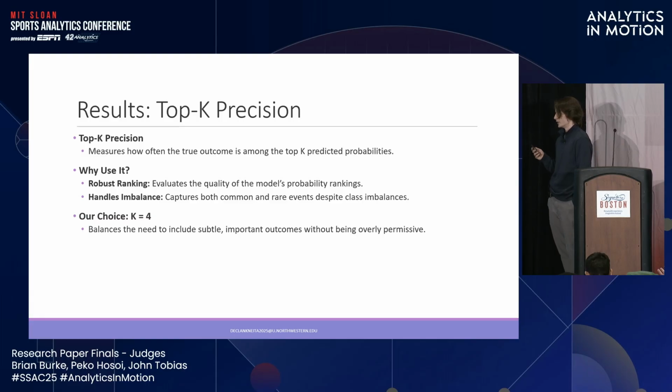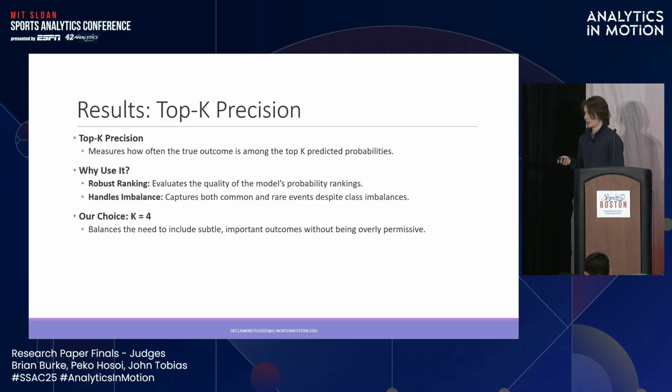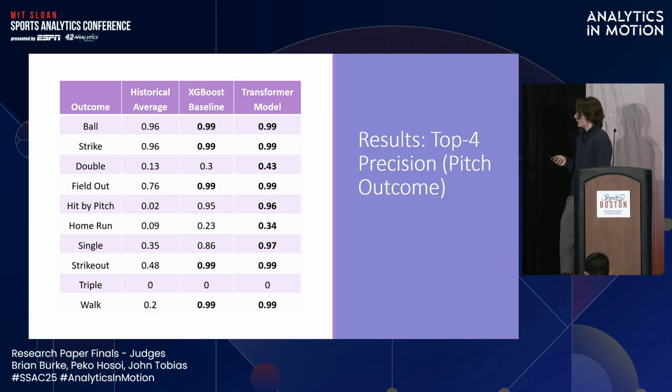In our particular case, we're setting K equal to 4, with the main rationale behind this being ball and strike are pretty much going to be in the top 4 predictions every time just because of how common they are. So it ends up being closer to around K equals 2. And so looking at the 3 models' results on this, for this top 4 precision, this is for predictions over pitch outcome. Just a quick example of how to read this table. If we're looking at, say, the singles row, when a single is the true outcome of a pitch, the historical average baseline is going to have it in its top 4 predictions 35% of the time, XGBoost 86% of the time, and the transformer model 97% of the time.